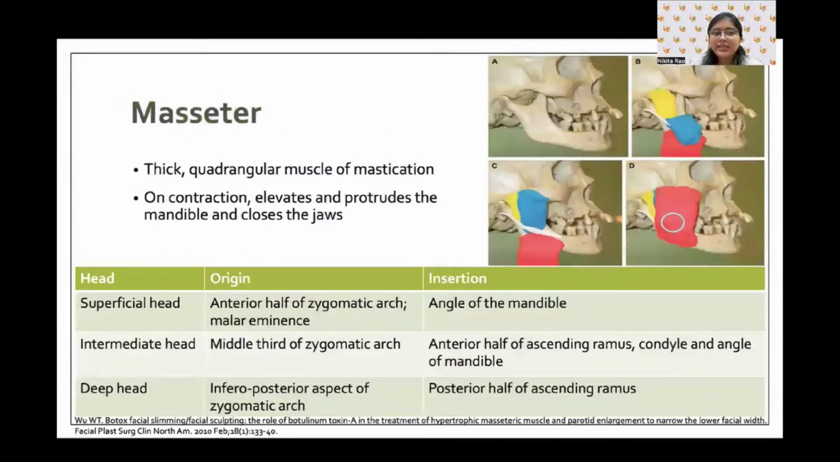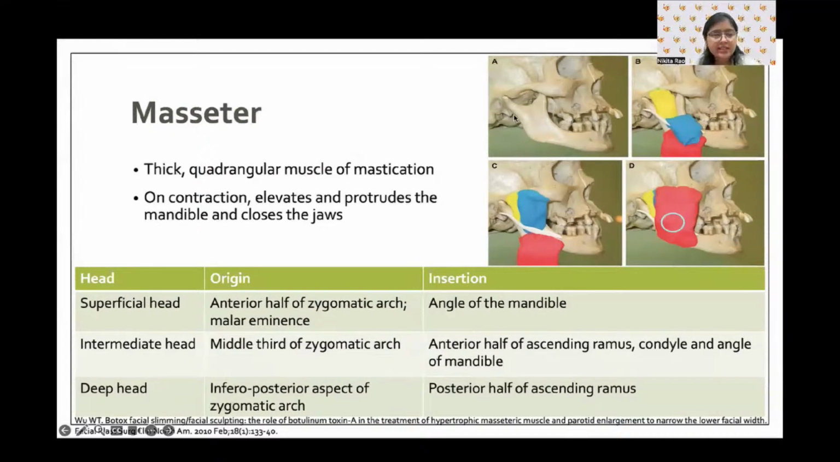Now, masseter is a thick quadrangular muscle of mastication and has 3 heads. The superficial head arises from the anterior half of the zygomatic arch and the malar eminence and inserts into the angle of the mandible. The intermediate head originates from the middle third of the zygomatic arch and inserts into the anterior half of the ascending ramus, the condyle, and the angle of the mandible, whereas the deep head arises from the infero-posterior aspect of the zygomatic arch and inserts into the posterior half of the ascending ramus.